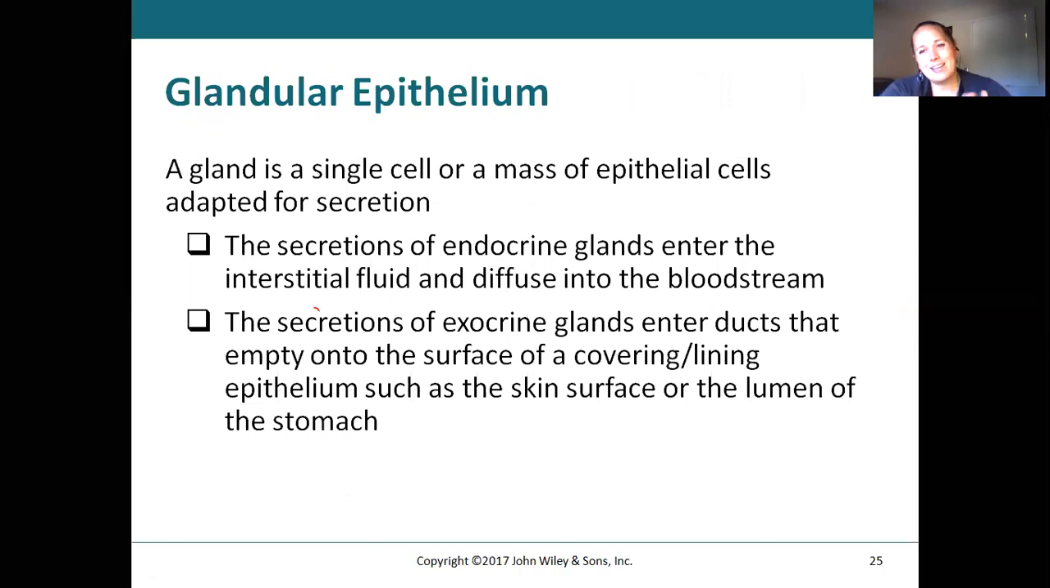So I hope to lay the foundation of secretion in chapter 3 when we're talking about things like exocytosis, but that's not the only way in which secretion occurs. So we'll talk about how secretion can occur for endocrine versus exocrine. Endocrine glands enter the interstitial fluid and diffuse into the bloodstream.